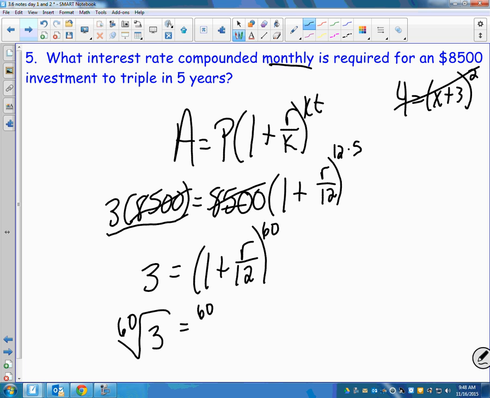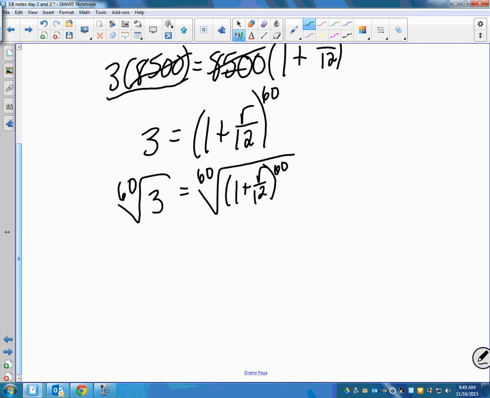And if I take the 60th root of 1 plus r over 12 to the 60th power. And I'm not going to use my calculator yet, because the 60th root of 3 is not going to be a pretty number. So I'm going to wait to the end, alright? If you like to use your calculator as you go, please use a lot of decimals, because if you round too early, then you get a different answer than me. So I'm just going to leave it at the 60th. So this cancels this out, right? So I just get 1 plus r over 12 equals the 60th root of 3.